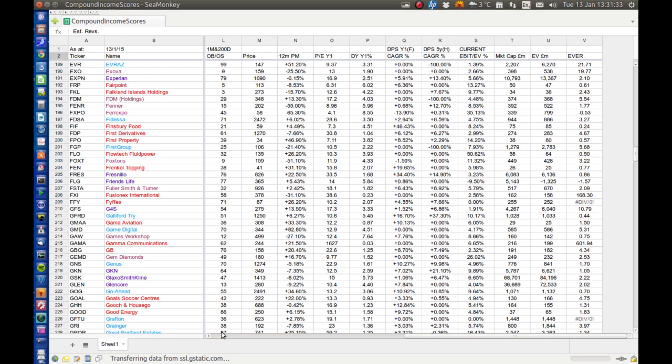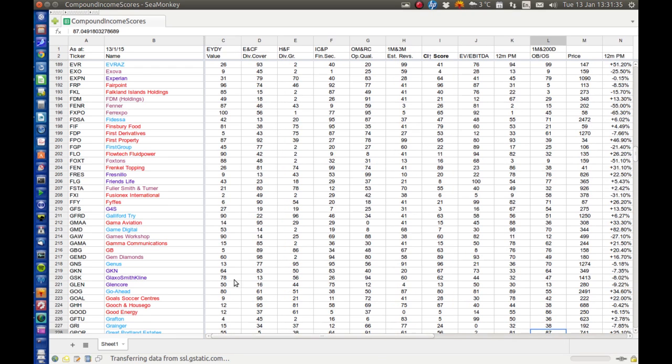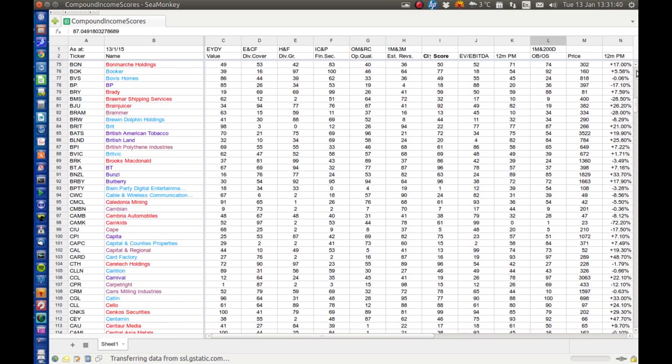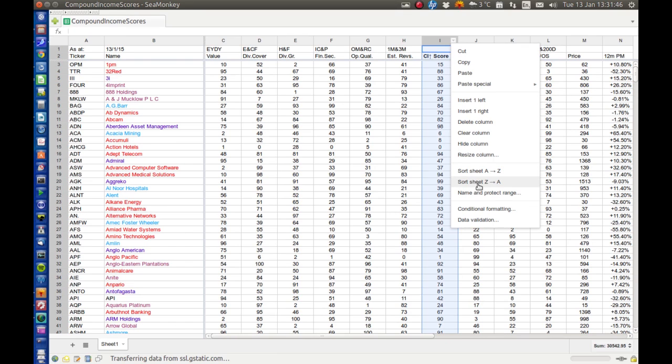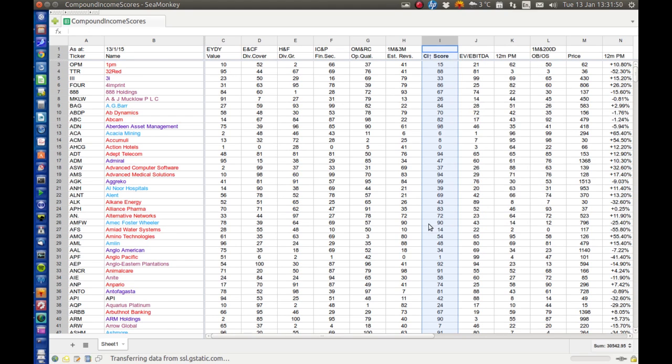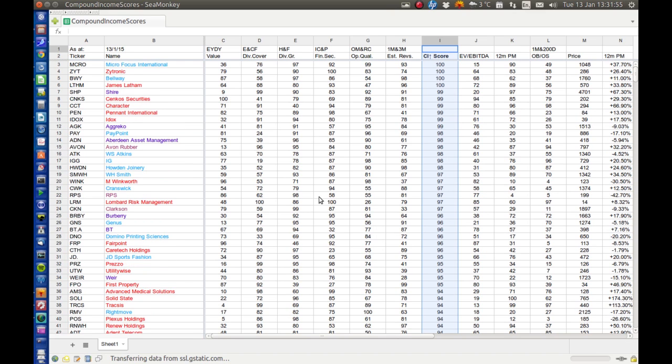Other things that you can do on the sheet, if you're not familiar with Google Docs: this one is sorted alphabetically at the moment, but you can come up the top here, click on that down arrow, and then go sort Z to A, and just by selecting one column that sorts the whole sheet in that way. So we just wait for that to work, and there you go. We're now sorted by the compound income score from best to worst, and then you can start doing your research from there on down.